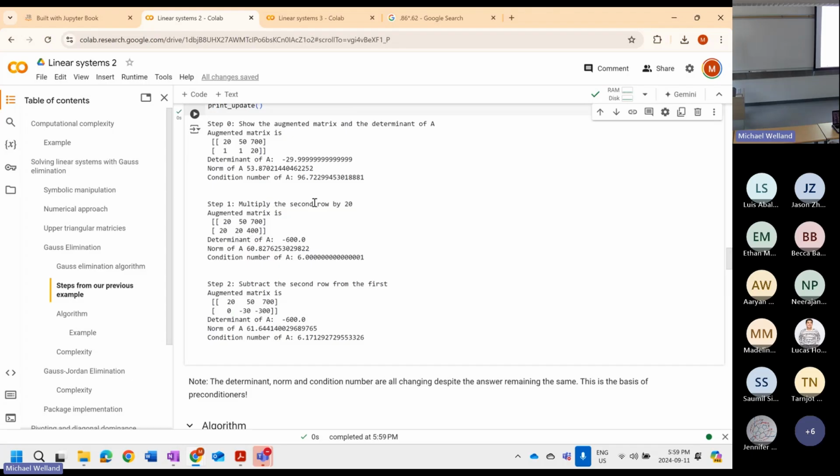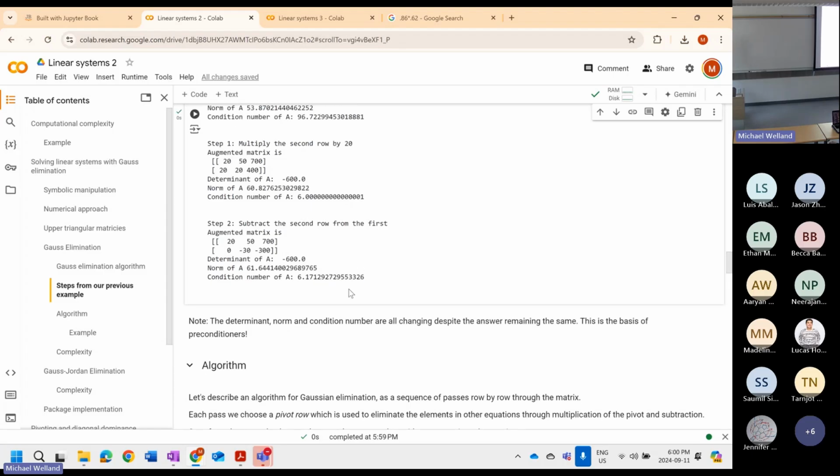When you multiply the second row by 20, sure enough, your determinant is multiplied by 20, the norm changes a little bit, and your condition number actually changes quite a lot. When you subtract them, you get another little change. I wanted to put these in because it shows that you can change these characterizations, the norm, the determinant, just by multiplying through by a constant, or subtracting, or even just moving rows around.